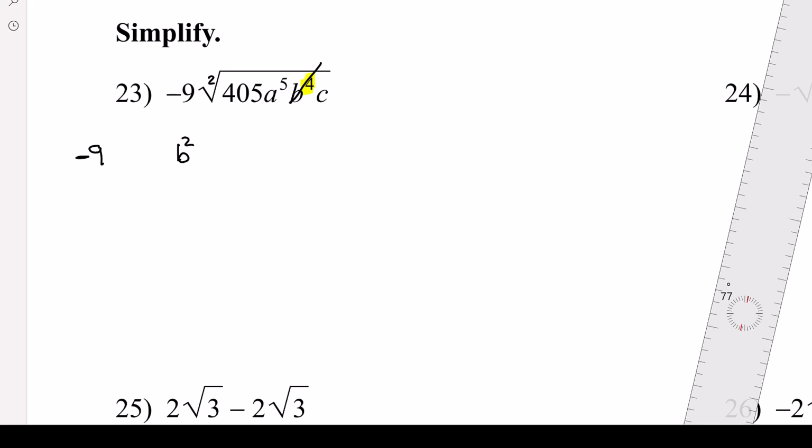So let me go ahead and write some of this stuff. A to the 5th I can write as a squared times a squared times a to the 1st, and then we've got a times c. So these things are going to end up staying because when you have things to the first power, well, they don't have a perfect square. But this a squared and this a squared, they both come out, and now you've got a times a, which is a squared, and now we've got 405.